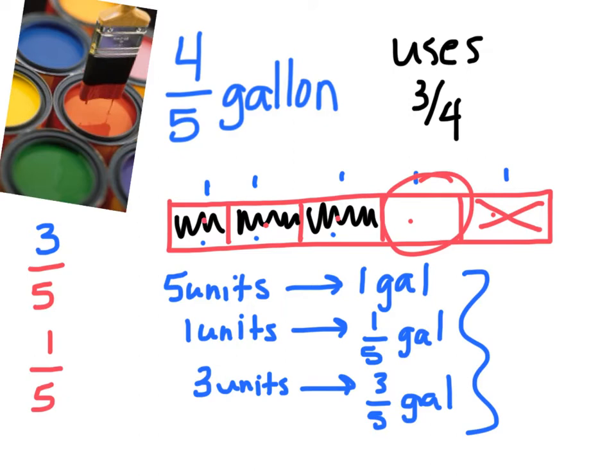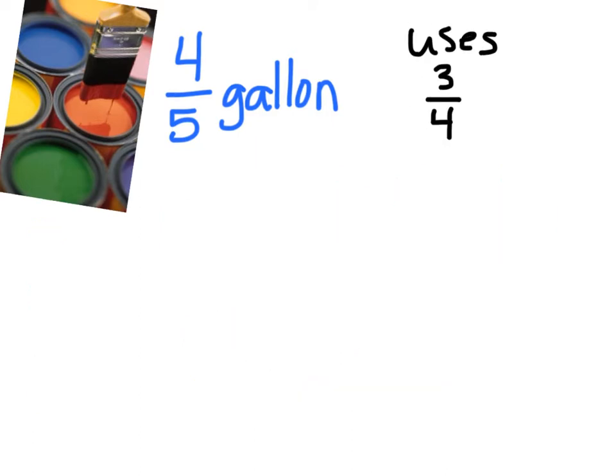Let's try this again using method 2. In method 2, we'll solve our problem by setting up a multiplication problem. Remember, we're solving for 3/4 of 4/5. Of is code for multiplication. So we're going to set up a problem where 3/4 times 4/5 gives us the amount of paint used.